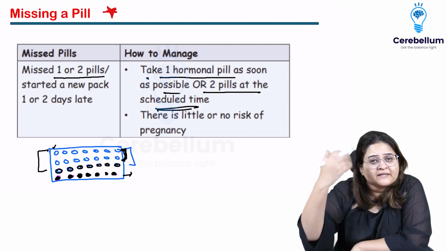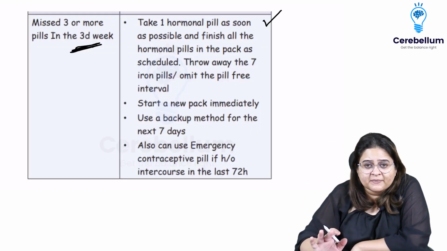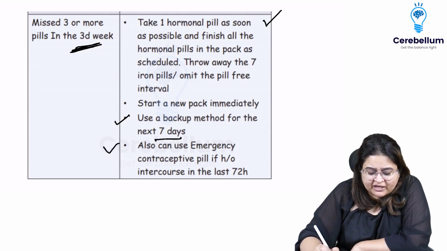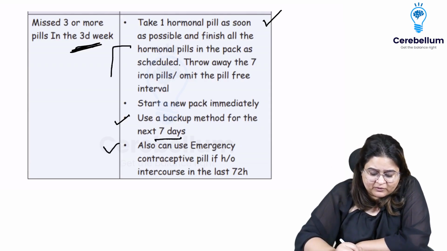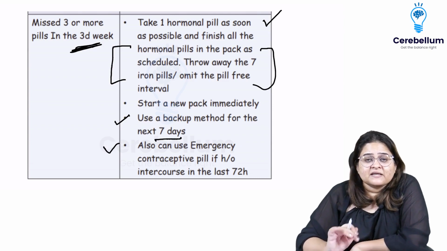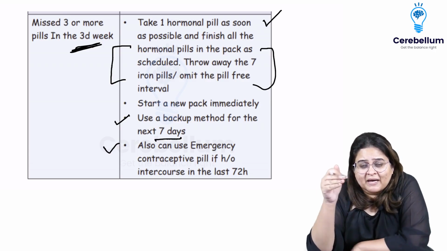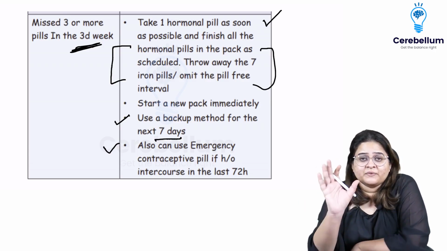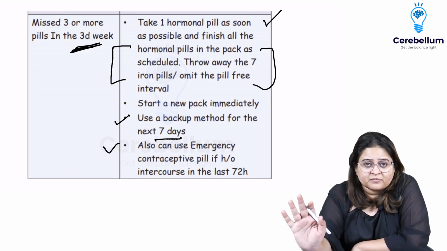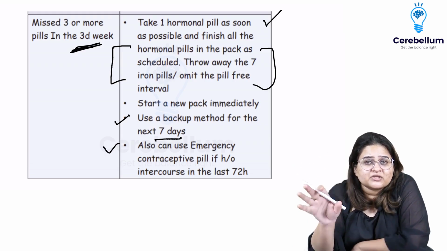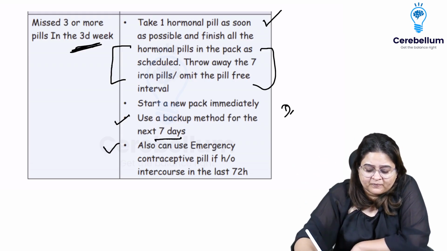What should she do? Take the last missed pill as soon as she remembers. Then she should start a backup method for 7 days. Give her the LNG IUD. And very importantly, what does this mean? This means that she should take the last missed pill, continue the packet and finish the hormonal pills. Do not take the iron pills. Instead of taking the iron pills, start a new packet immediately from day 22.